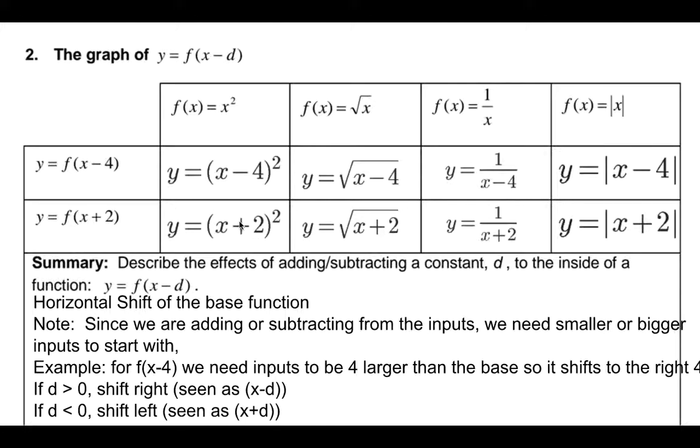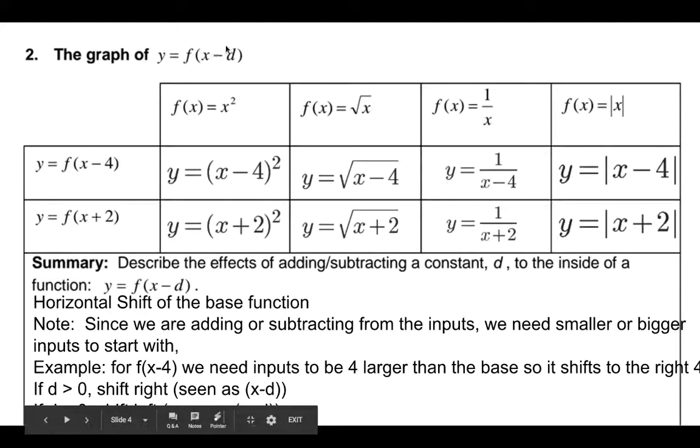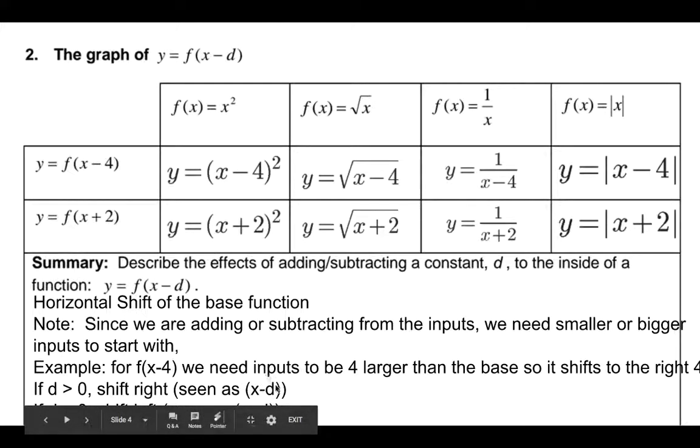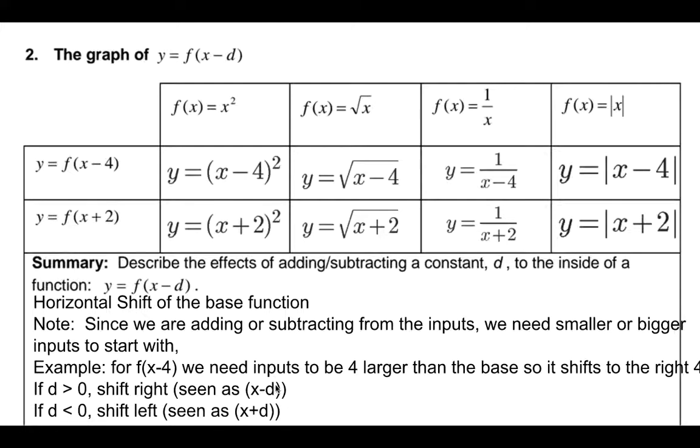And that's why it's actually shifting to the left, because you want to start with smaller x values because you're adding 2 to them. So for d, notice how it says x - d. When d is greater than 0, so 4 is greater than 0, we're shifting to the right. But we see that as x - d, so it does look like a minus 4, and so you might think that's left, but it's really right.